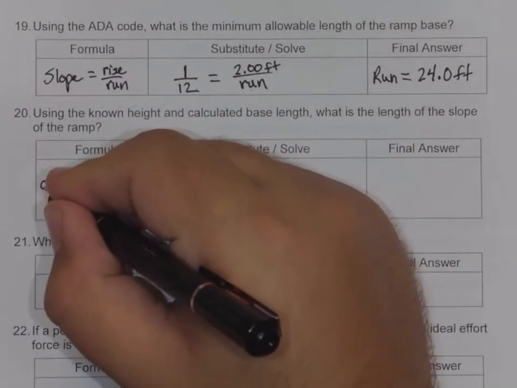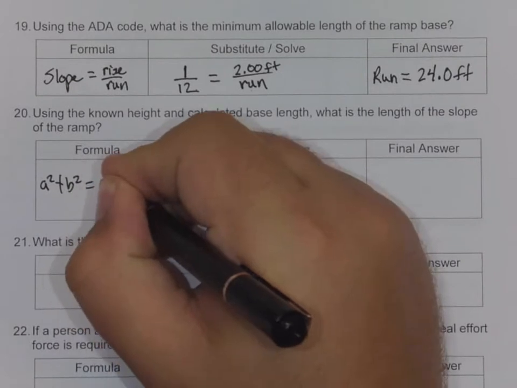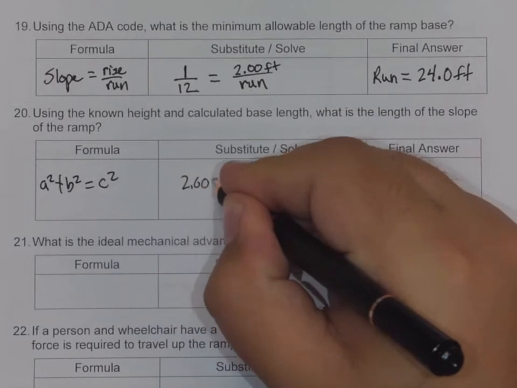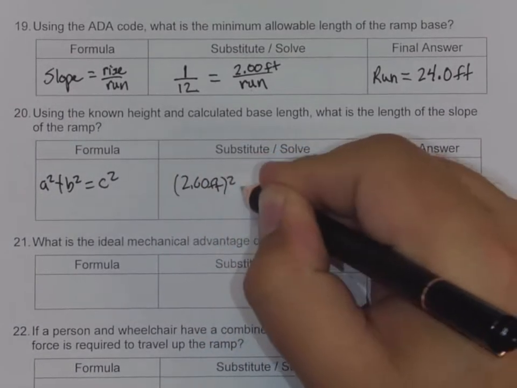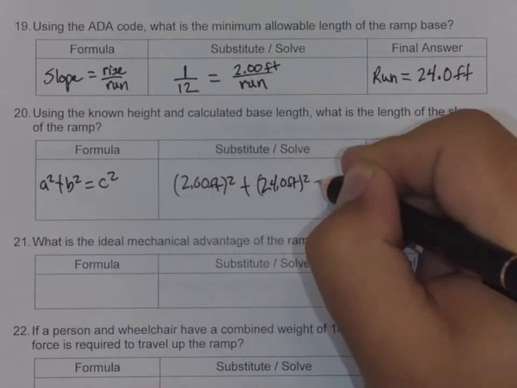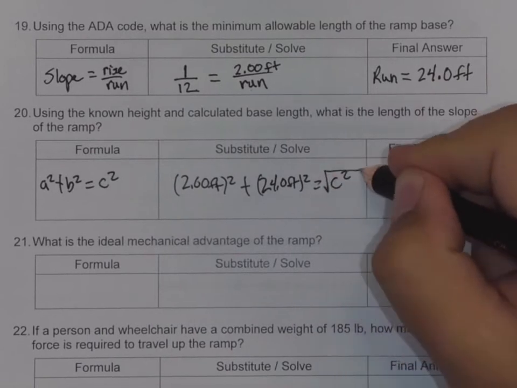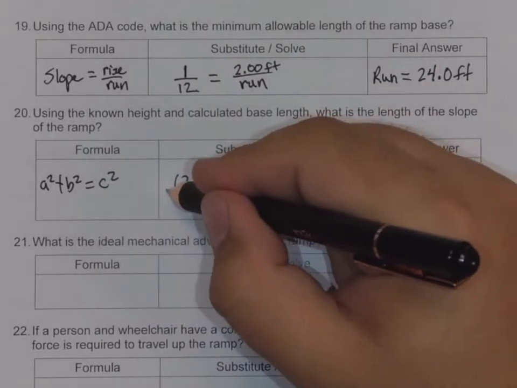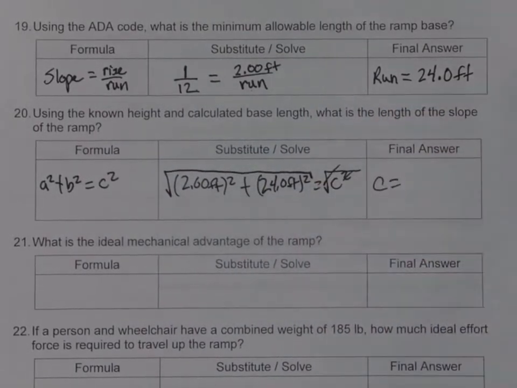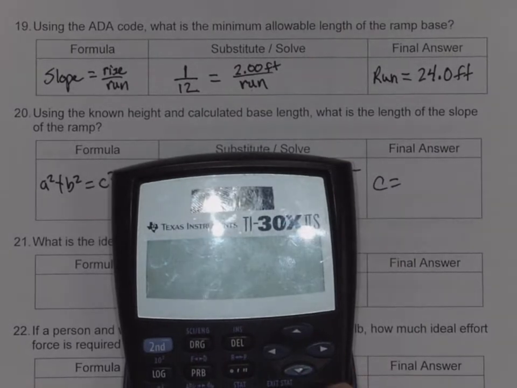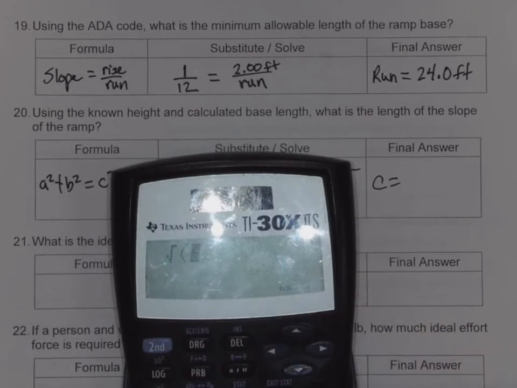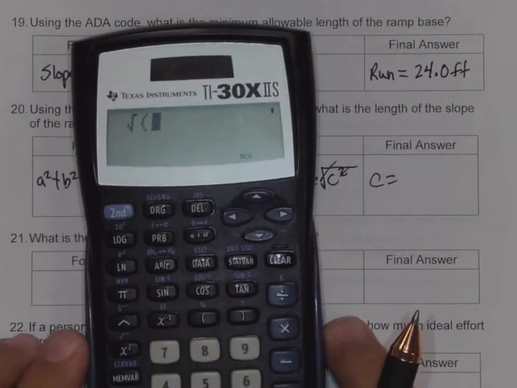So our formula, a squared plus b squared equals c squared. I'm going to set this up here: 2 feet squared plus 24 feet squared is equal to c squared. In order to get c by itself, I have to take the square root, which will make this cancel, but I have to include that in the calculation. So my calculator will be a huge benefit here as I go through and take the square root.